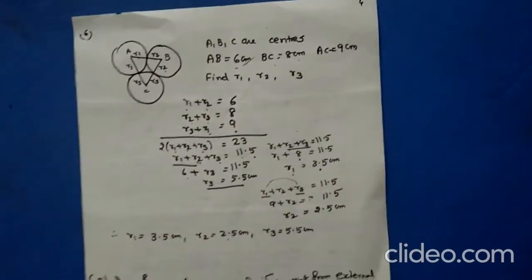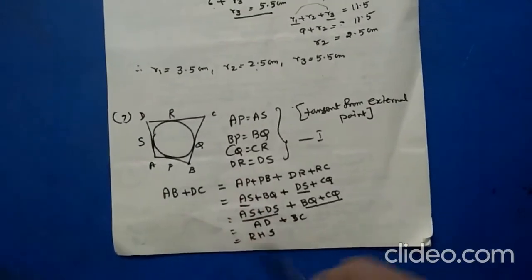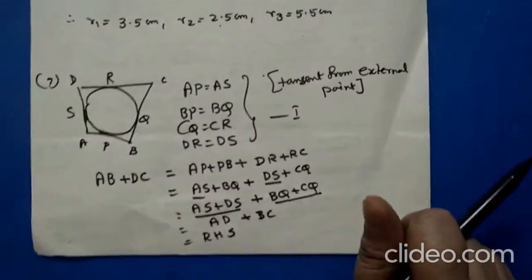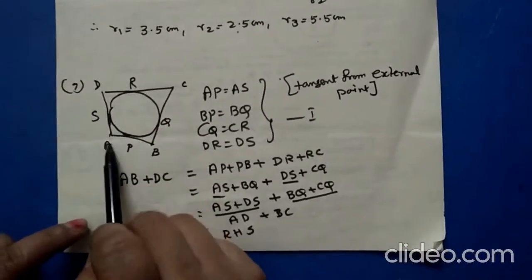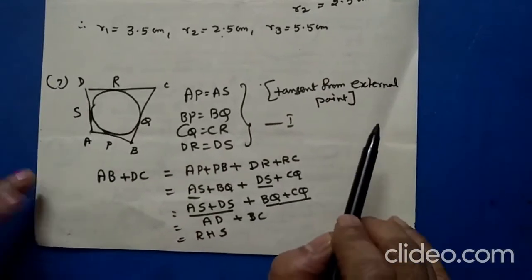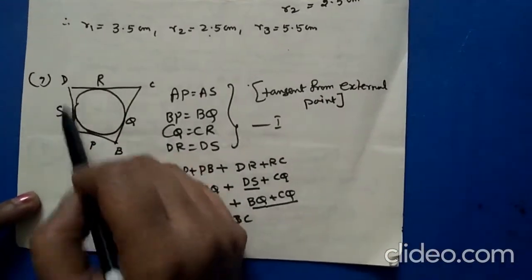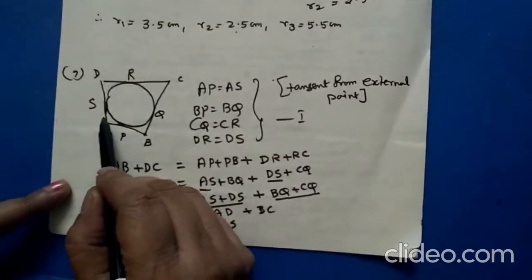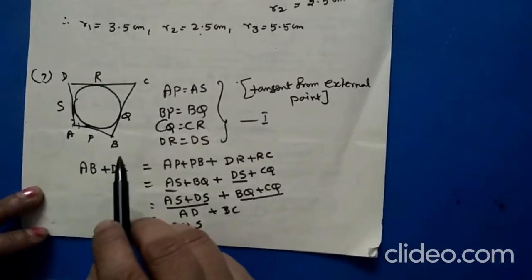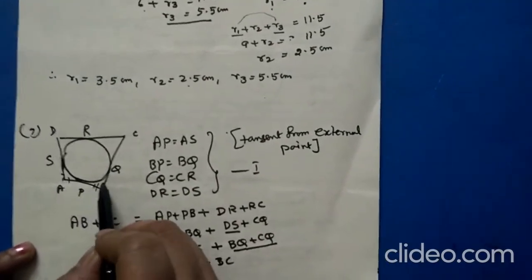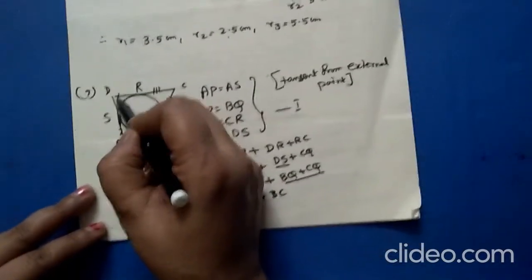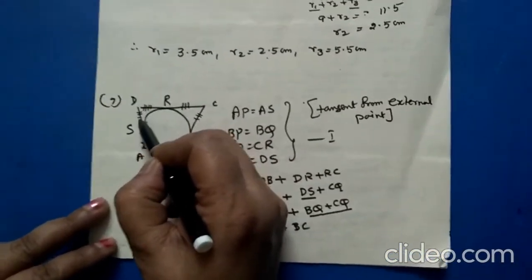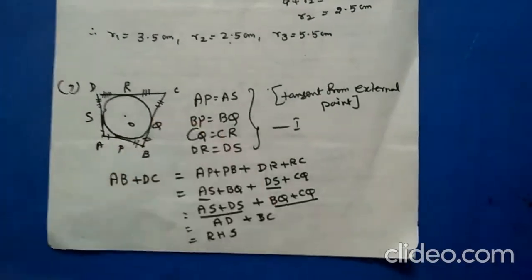Up to the 7th sum I will take in this video, students. The 7th question, the circle is there, it is a quadrilateral. Quadrilateral outside, circle inside. Definitely it is related to the tangent chapter. Now you know the tangents from external points are equal. What you have to prove here is AB plus DC is equal to AD plus BC. Now, AS is equal to AP, tangent from external point. Similarly, BP is equal to BQ and CQ is equal to CR and DR is equal to DS. All are tangents from external points.